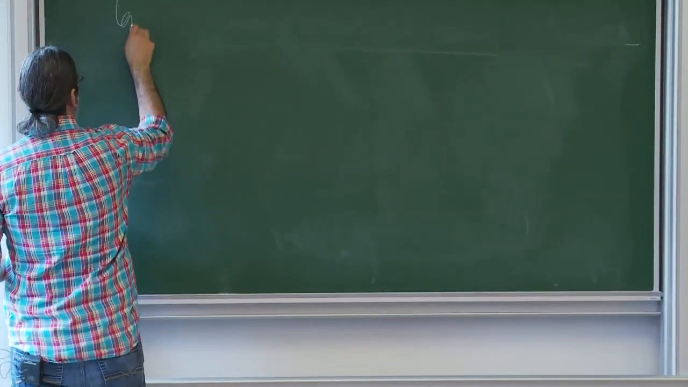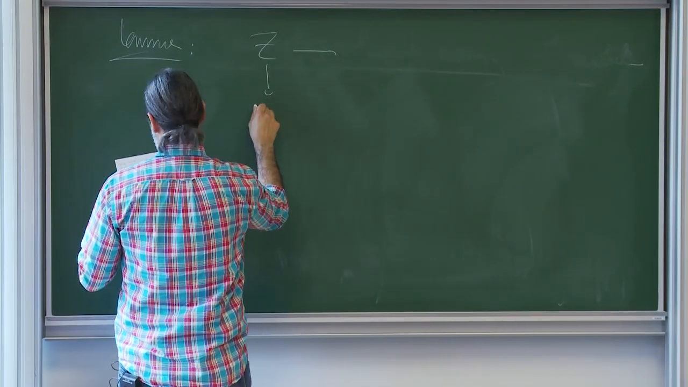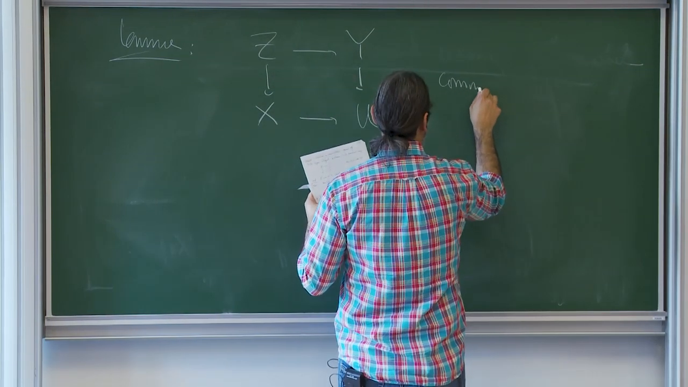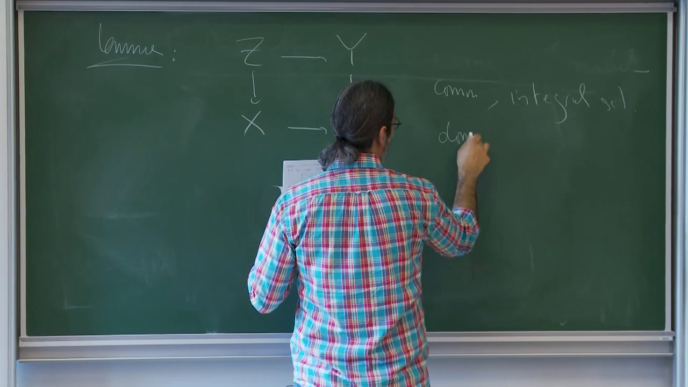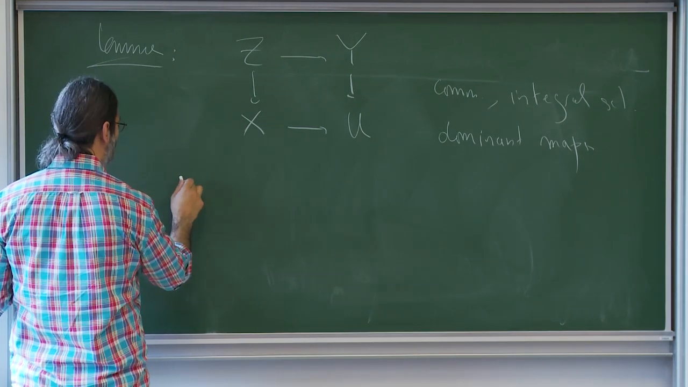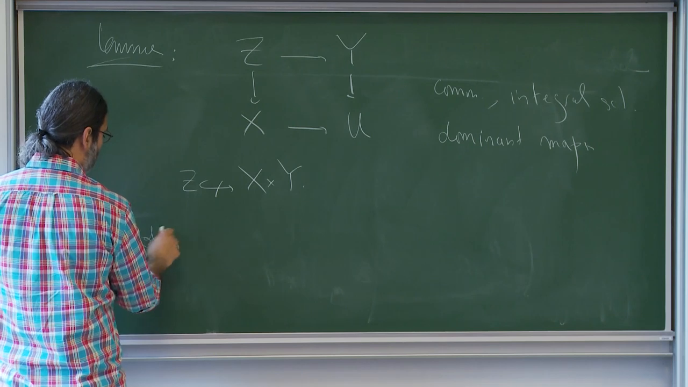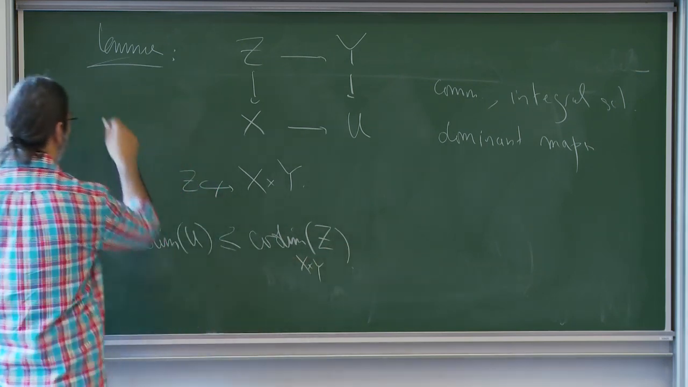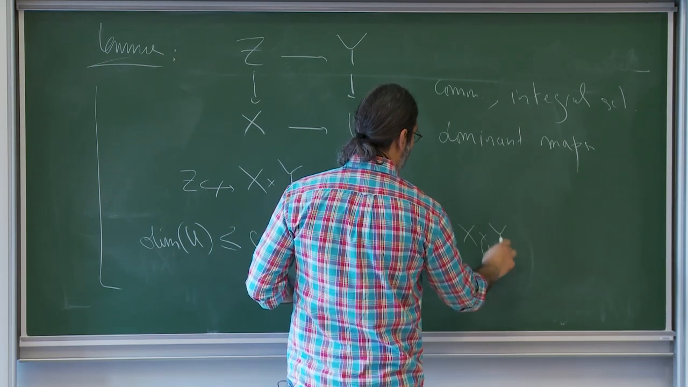So this follows from the following simple lemma. If you have a commutative square of schemes, finite type over a field, integral schemes, and dominant maps, and let's assume that Z embeds in the product, closed embedding maybe, then indeed the dimension of U is smaller than the codimension of Z inside the product. And this is really very simple. It just follows from the fact that D is inside the fiber product. So it's an account of dimension.